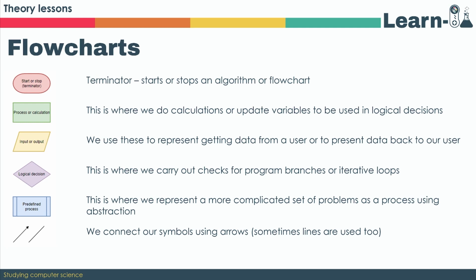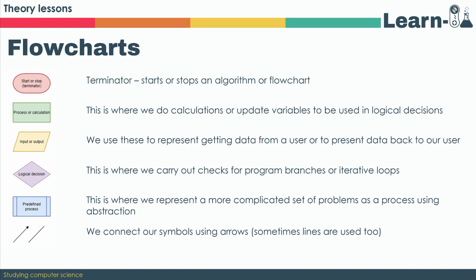Okay. Next up we've got inputs and outputs, and that's where we either get information from our user or we present the result of some calculation back to our user. Next up we have a logical decision, and that's where we carry out checks such as branches or iterative loops, and we basically ask a question. So is x greater than y, for example, and if it is, we could go down one path, and if it's not, we could go down a different path.